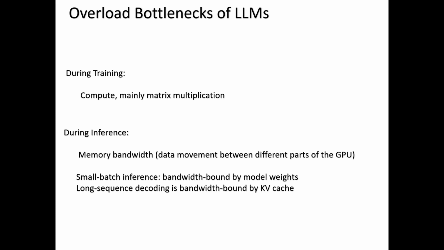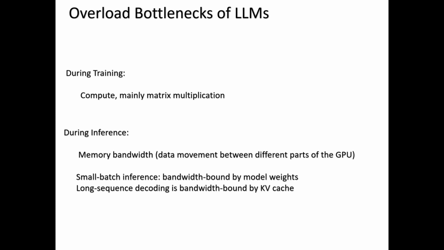And for two specific scenarios, for small batch inference, the memory bandwidth is mainly bounded by moving model weights. And for long sequence decoding, it's more bounded by moving the KV cache.